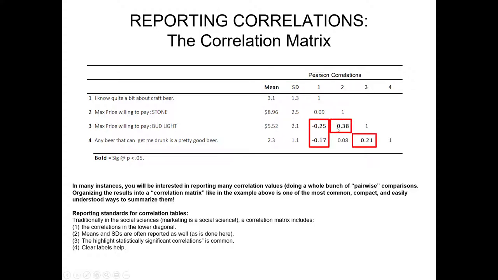Also common, notice there are four bolded values here among our six correlations. I ran statistical tests for all six of these correlation coefficients. The ones that are bolded were statistically significant at a 95% level of confidence. It's very common that we flag those statistically significant correlations to our managers.